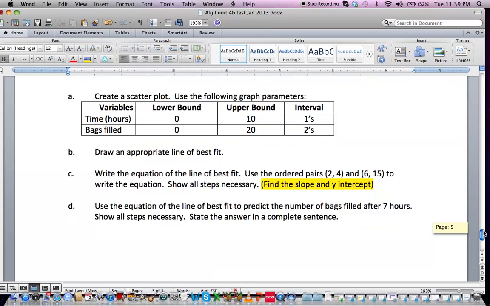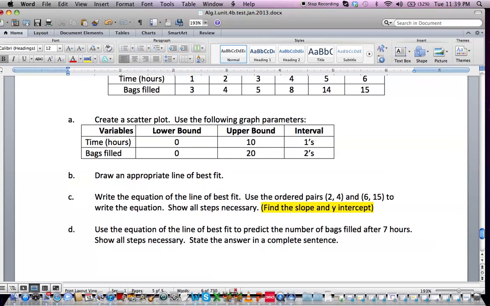And then letter D, you're going to use the equation of the line of best fit, which is what you just found in part C, to predict the number of bags filled after 7 hours. Show all steps necessary and state the answer in a complete sentence. Let me highlight that so you'll understand that your answer needs to be in a complete sentence. That's very, very important.